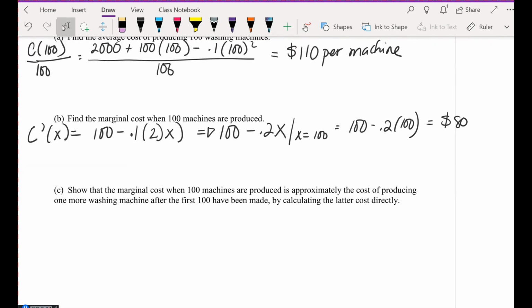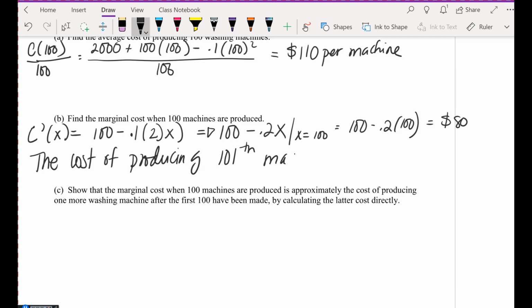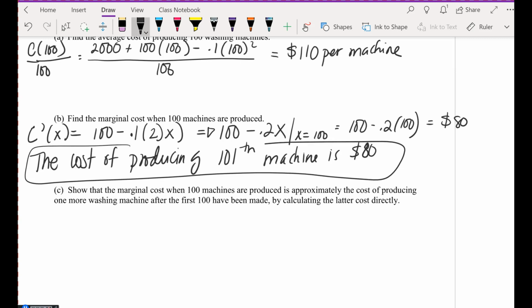So let me spell that out so you have a better understanding. The cost of producing the 101st machine is what? $80. Why do I keep writing 10? It's $80. So by interpretation, that's what it means. It's producing one more machine, or selling one more product. Would you agree that every machine you produce is going to be slightly cheaper? Until a certain point, and then it goes back up. But that's what it means.